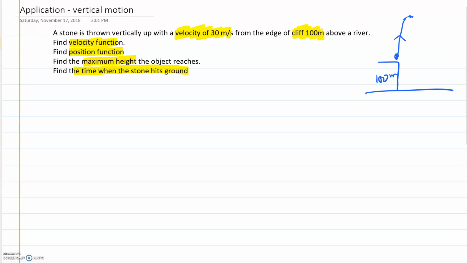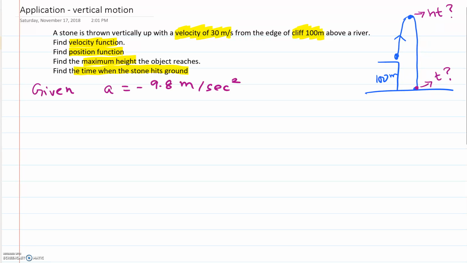It reaches a height and comes down and hits the ground. So we want to find the velocity function, position function, and maximum height. So we want to find this height. And also for the fourth question, we want to find the time when the stone hits the ground. Right. So we're going to start off with the acceleration. Acceleration is actually given in the problem. I forgot to type it. Acceleration is negative 9.8 meters per second squared.